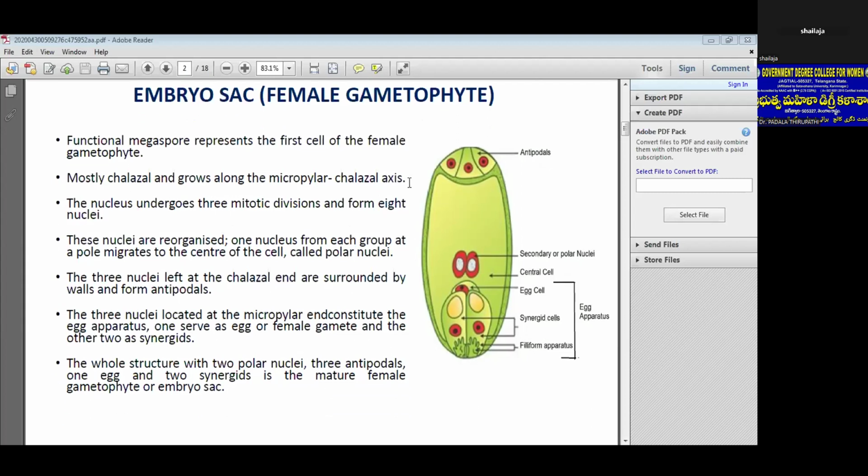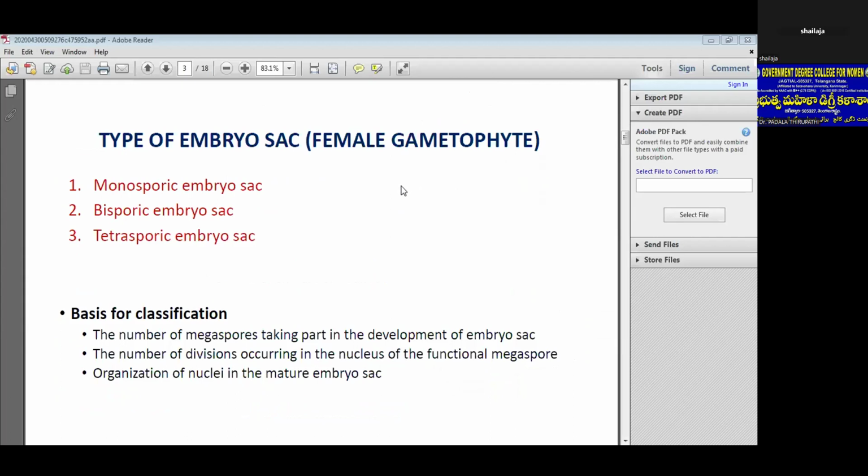So next, types of embryo sac. Totally three types. In the development of the embryo sac, the functional haploid megaspore lies towards the chalazal end and grows along the micropylar-chalazal axis. Three types of embryo sacs are formed: the first is the monosporic embryo sac, the second is the bisporic embryo sac, and the third is the tetrasporic embryo sac. In the majority of angiosperms, the embryo sac develops from a single megaspore.